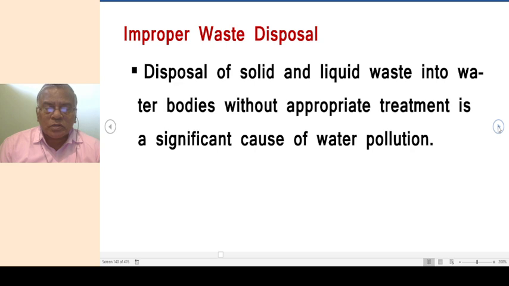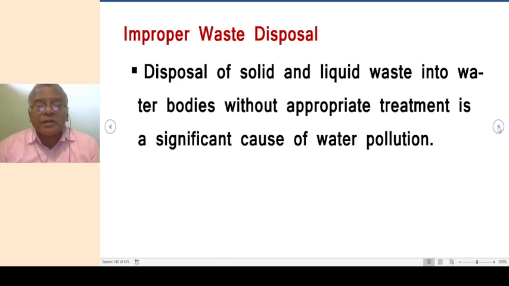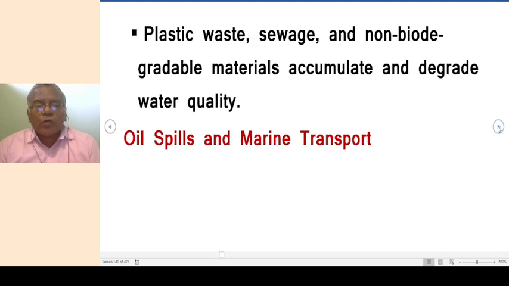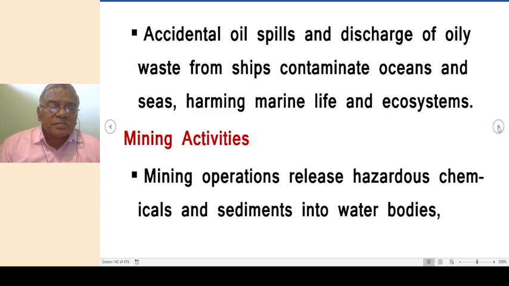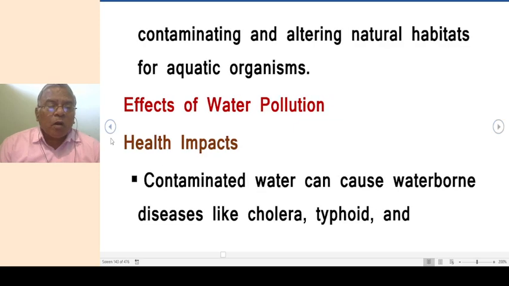Improper waste disposal. Disposal of solid and liquid waste into water bodies without appropriate treatment is a significant cause of water pollution. Plastic waste, sewage and non-biodegradable materials accumulate and degrade water quality. Then oil spills and marine transport. Accidental oil spills and discharge of oily waste from ships contaminate oceans and seas, harming marine life and ecosystems. Then mining activities. Mining operations also cause trouble.